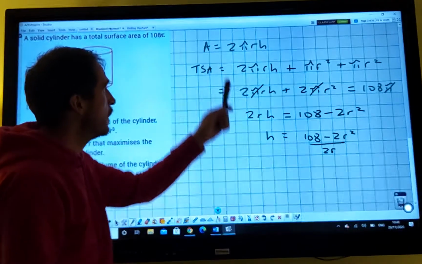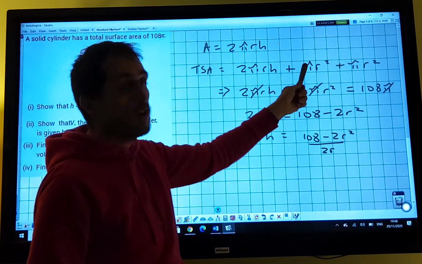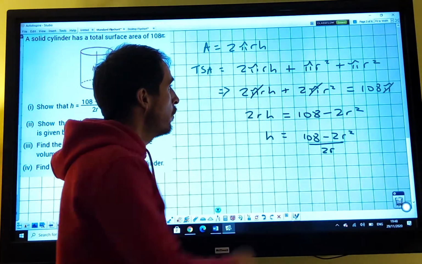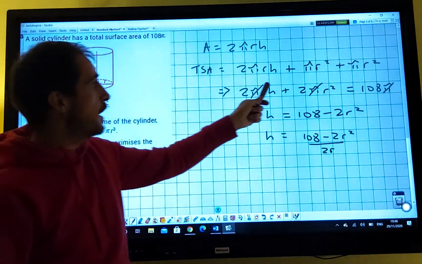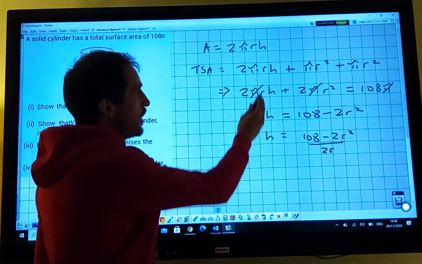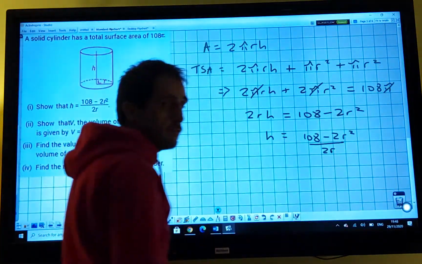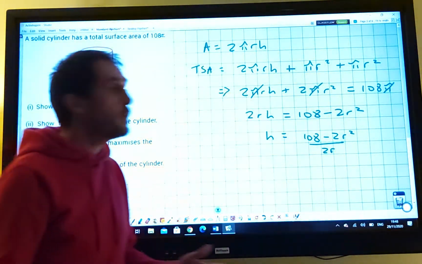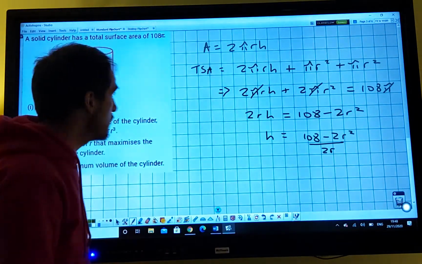And again, just look, the total surface area is that plus the top and bottom. The area of each of them would be pi r squared. When you add them together, pi r squared plus pi r squared is 2 pi r squared. The pi's cancel, and now you want to just get h on its own. So how do I do that? I bring 2r squared to the other side, subtract it. So that's the manipulation of formula which we've done. So you divide by 2r, and that gets you that there.